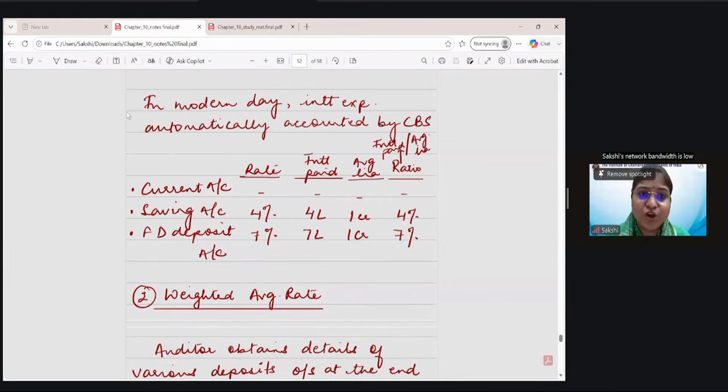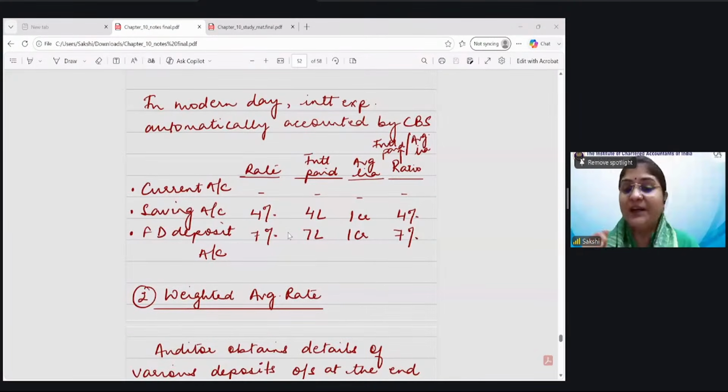So, savings and FD, you are getting 4% and 7% interest. When I ask the bank how much interest they have paid, they say 4 lakhs for the savings account and 7 lakhs for the FD account. We ask, what is the average liability? They say 1 CR for the savings account and 1 CR for the FD account.